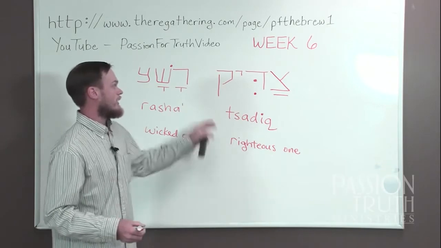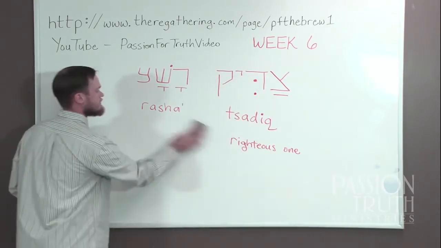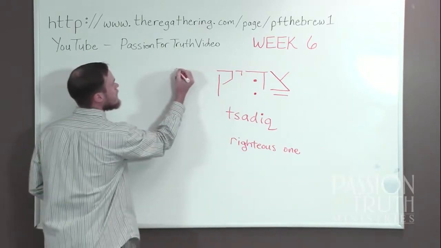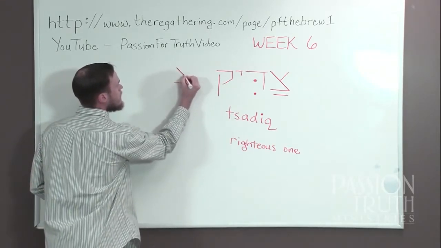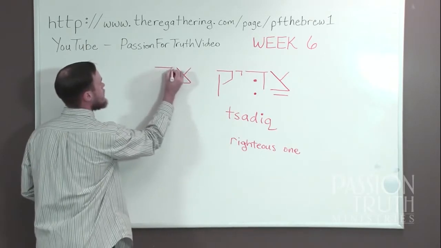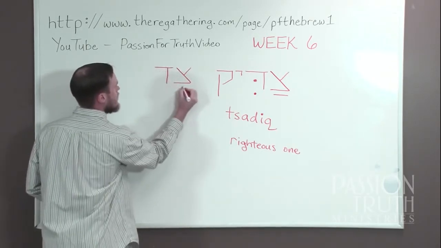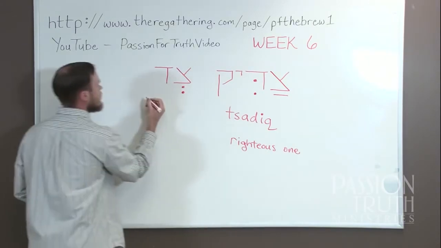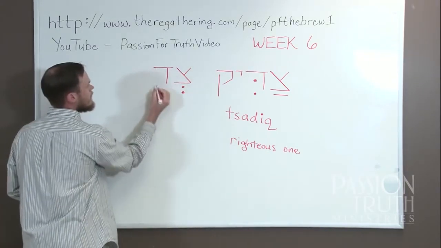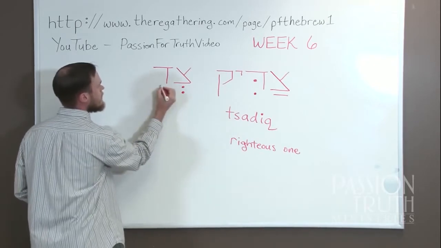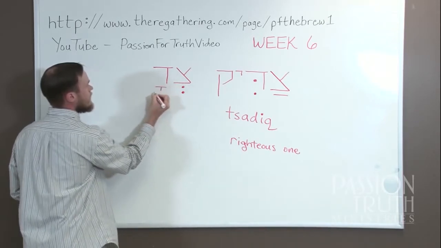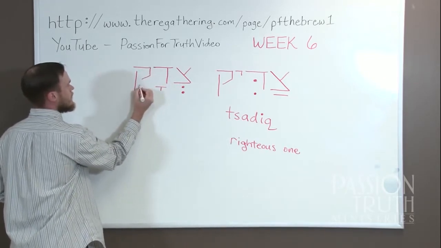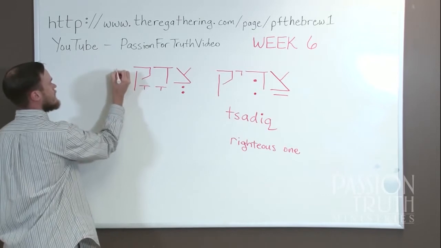So this is tzaddik, righteous one, and there's also a related word to tzaddik. A tzadi with a shva vowel underneath it, a dalet with a komets, a kuf, again with a komets, and a hey at the end.